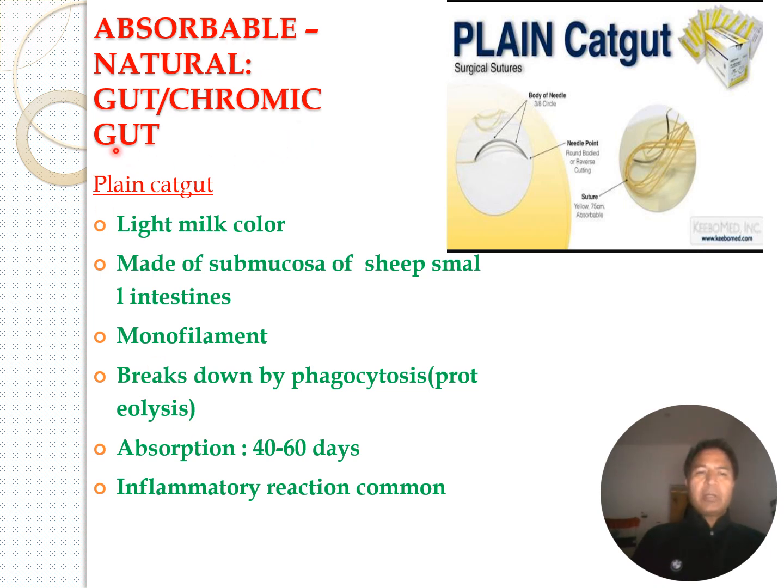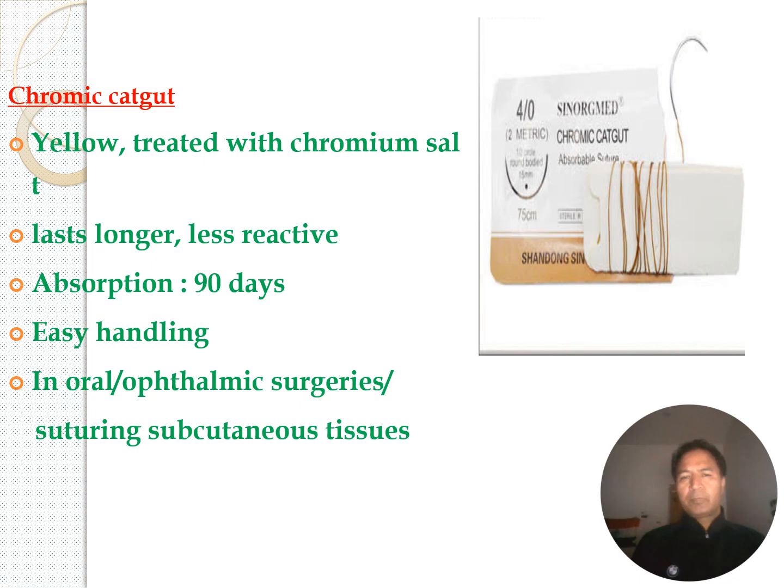Absorbable natural gut, chromic gut. Plain catgut is light milk color, made of the submucosa of sheep small intestine. It is monofilament and breaks down by phagocytosis and proteolysis, with absorption in 40 to 60 days. Inflammatory reaction is common.